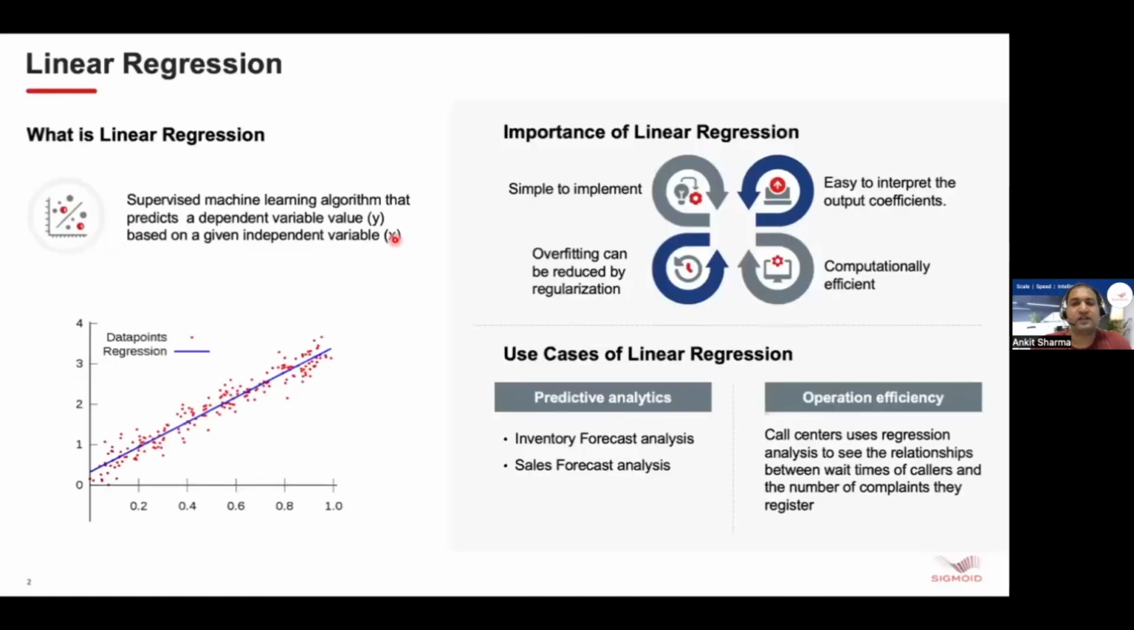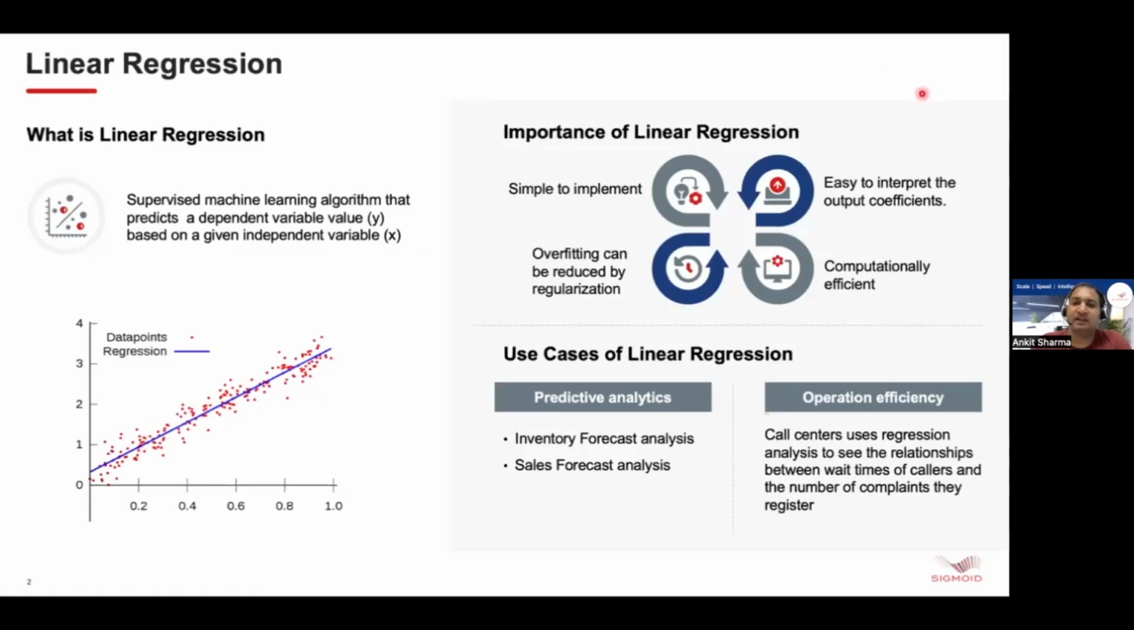So first of all, what is linear regression? Basically, linear regression is a supervised machine learning algorithm that predicts a dependent variable based on certain independent parameters, which are given by the independent variable, denoted by X. The reason it is called a supervised machine learning algorithm is that first it trains on the data and detects the relationship between your independent and dependent variables. That is why it is called a supervised machine learning algorithm.